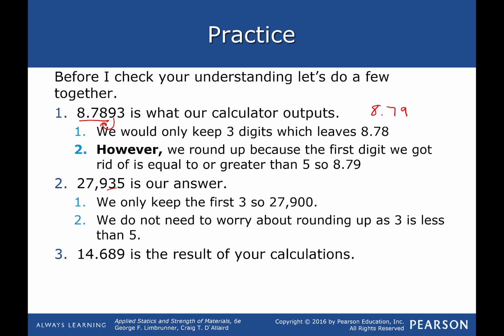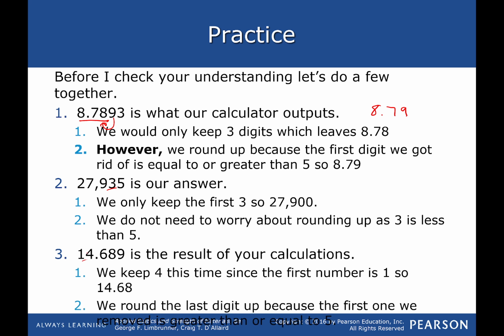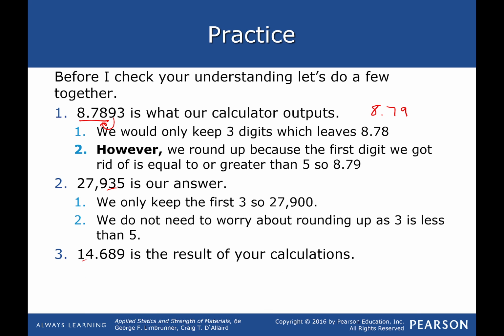Finally, 14.689 is the result of your calculations. Well, it starts with a 1, don't forget that. And so, going off the page a little bit there, I'll just tell you that we're going to have 14.69 here. 14.69 is what our answer will become, because we're going to keep 4 sig figs since it starts with a 1, and we're having to round up that 8 because 9 is greater than or equal to 5.